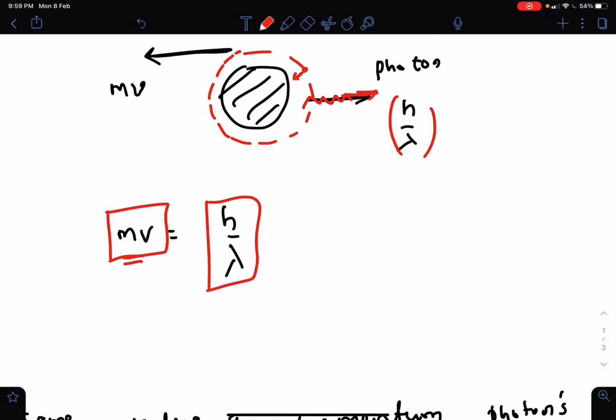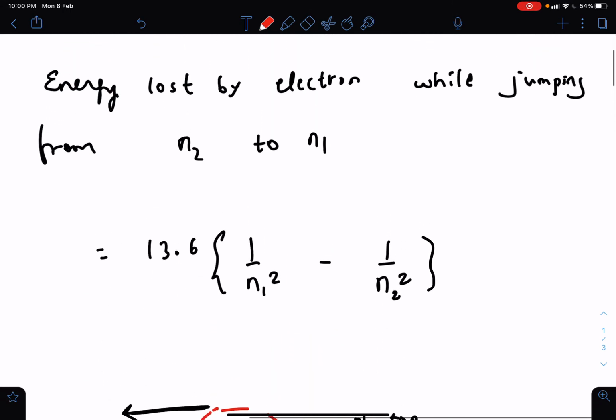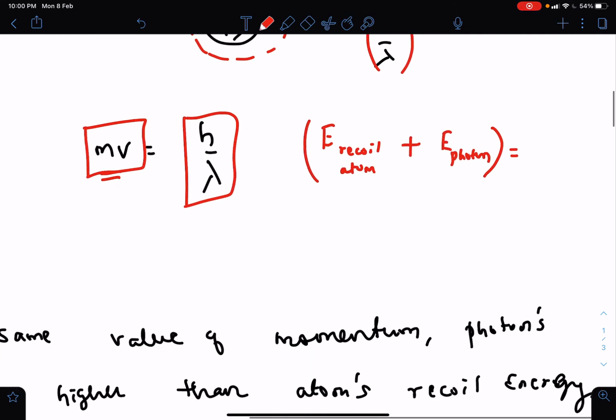Since both are carrying momentum, both are carrying energy also, but the energy of the recoiled atom is very small compared to the energy of the photon. Together, the energy that they gain, the photon's energy and the atom's recoil energy, is equal to the energy lost by the electron. That is 13.6 into 1 minus 1 by 4 squared in this question.